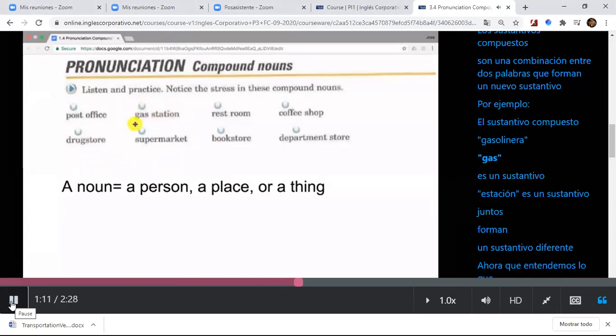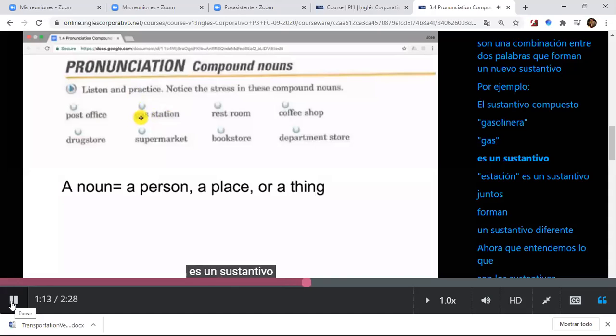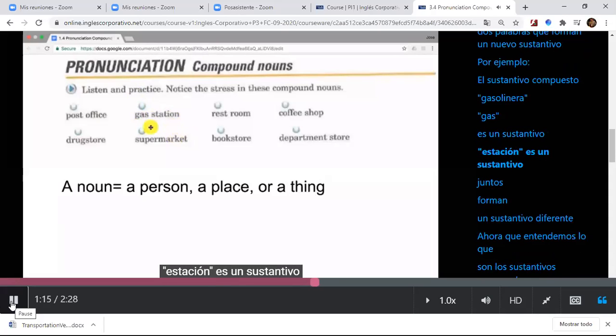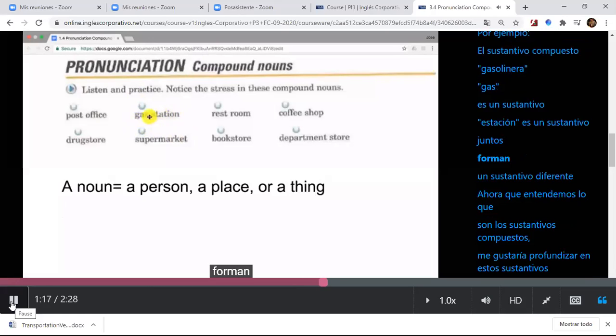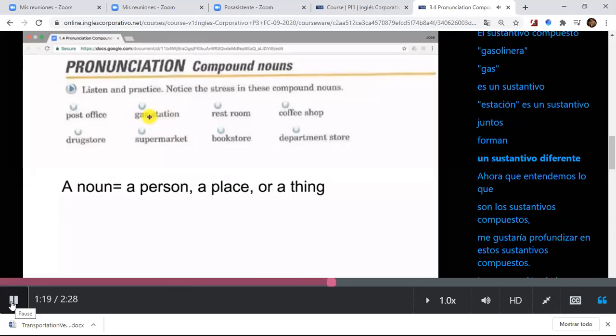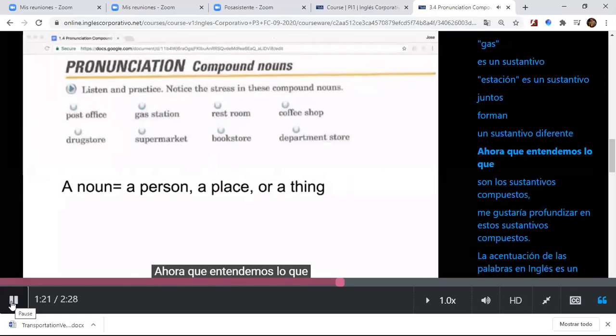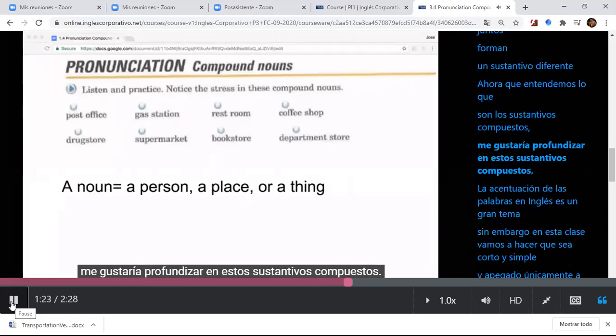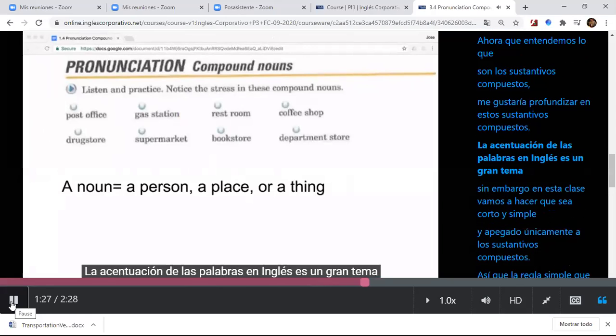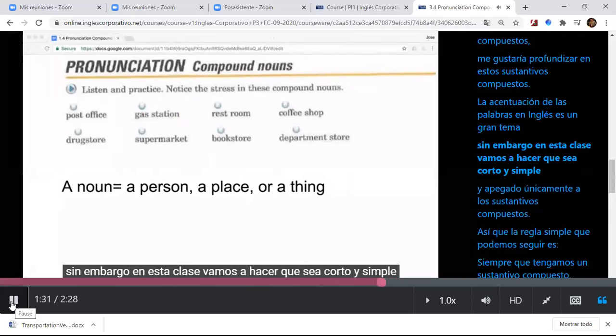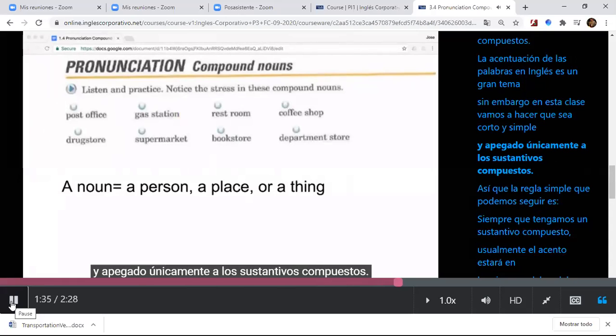Gas, the word by itself, is a noun. Station is a noun. Together, they make up a different noun. Now that we understand what compound nouns are, I would like to dig into stressing these compound nouns. Stressing words in English is a big topic. However, in this class, we're going to make it short and simple and stick to compound nouns only.